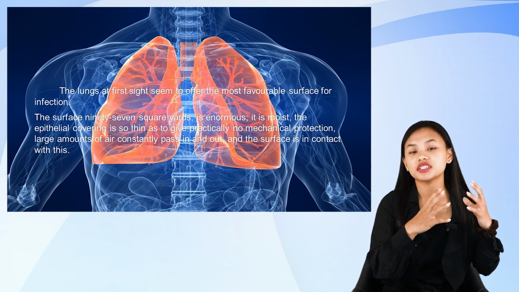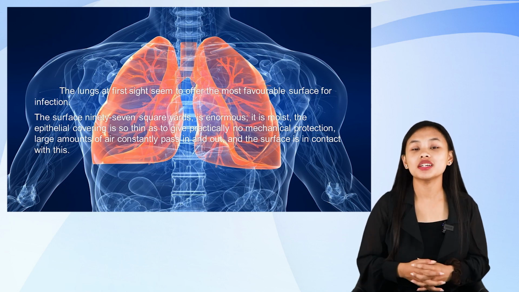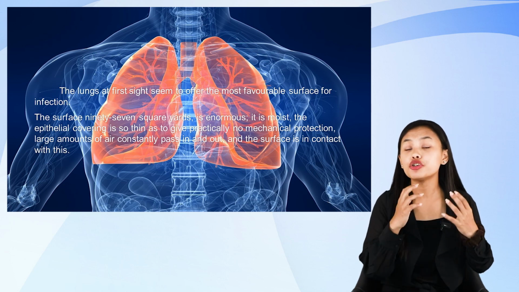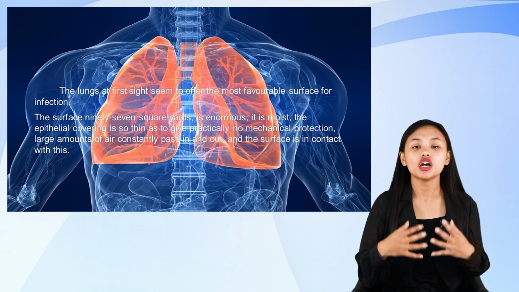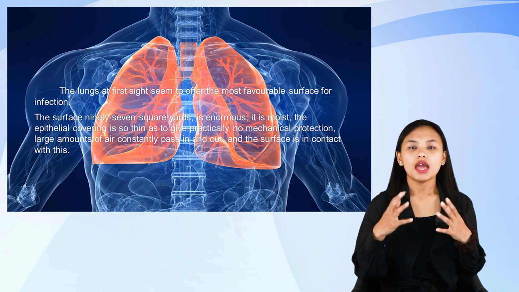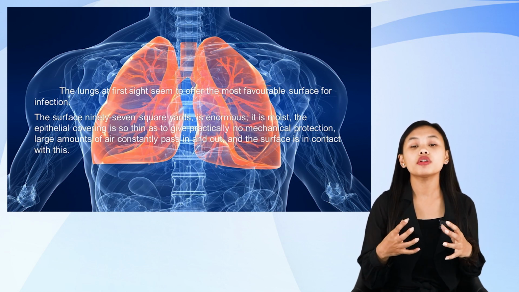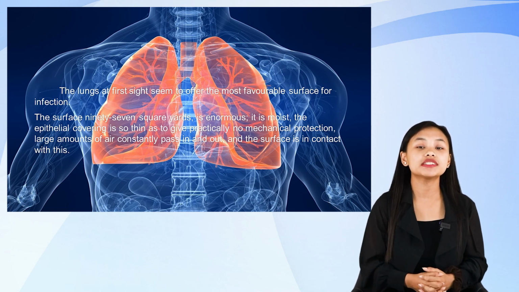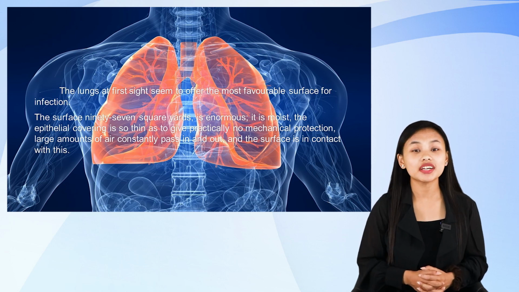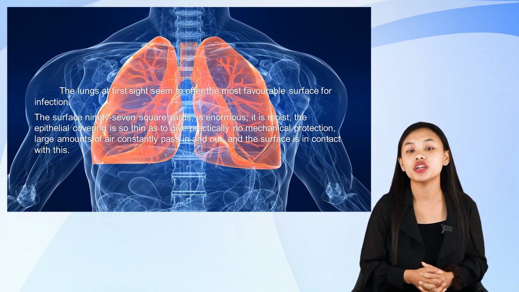The lungs are also one of the parts which seem to offer the most favorable surface for infection, because here the surface, 97 square yards, is enormous. It is moist, and the epithelial surface is very thin, giving practically no mechanical protection. So here a large amount of air constantly passes in and out, and the surface is also in contact with this. However, in order to prevent the occurrence of these infections, this surface can be protected in various ways.